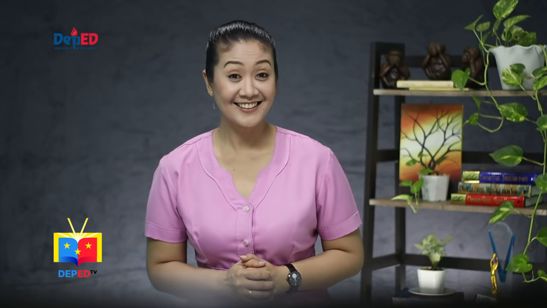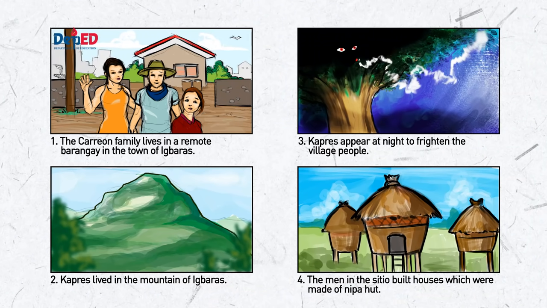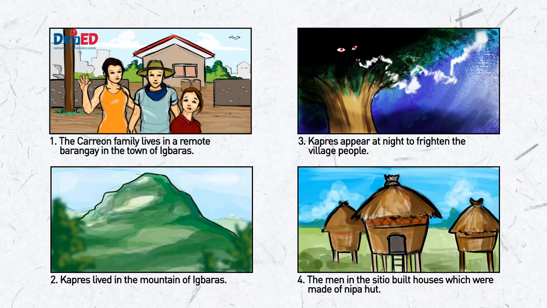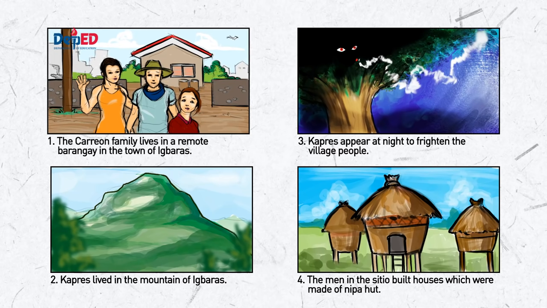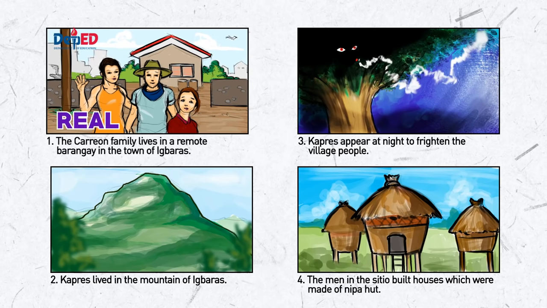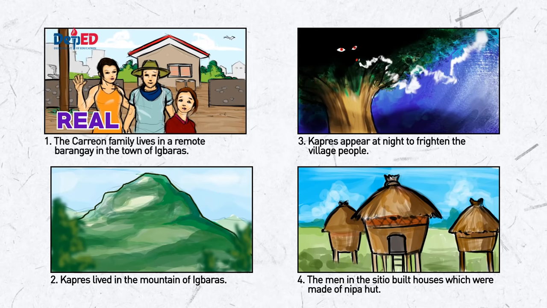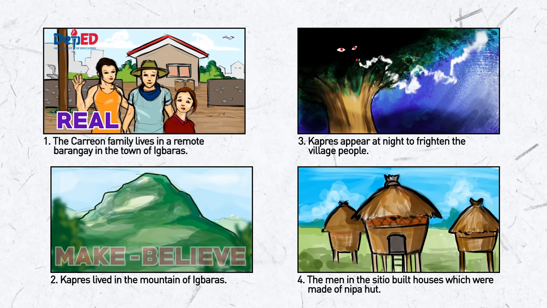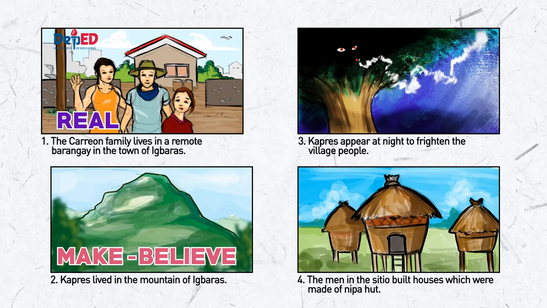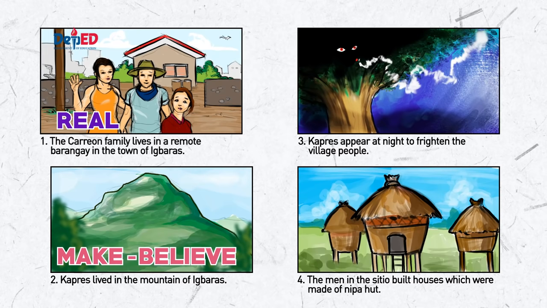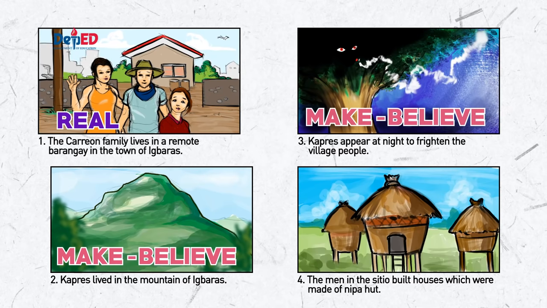Are you done? Let us now check your answers. Number 1, the Carrion family lives in a remote barangay in the town of Igbaras. Answer, real. Number 2, Capres live in the mountains of Igbaras. Answer, make believe. Number 3. Capres appear at night to frighten the village people. Answer, make believe.